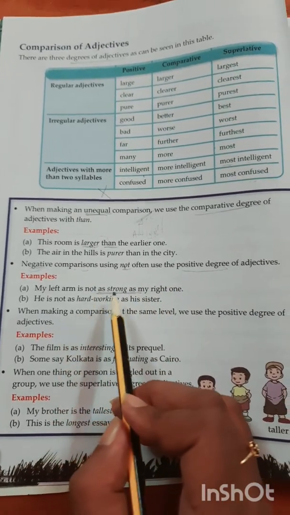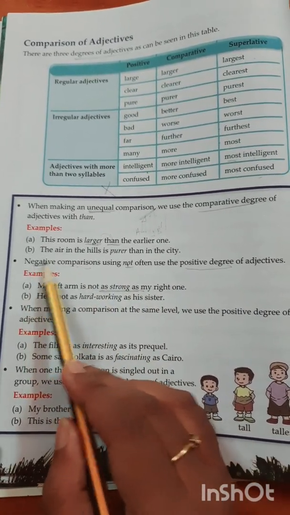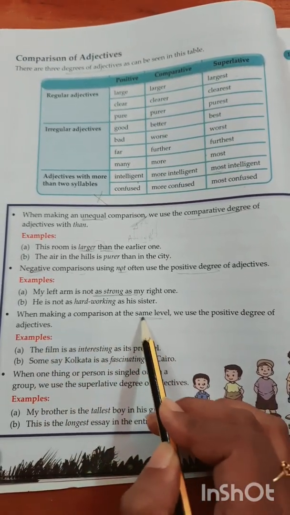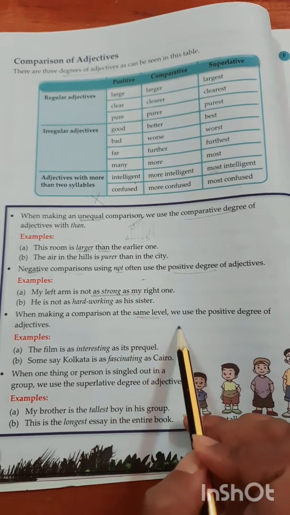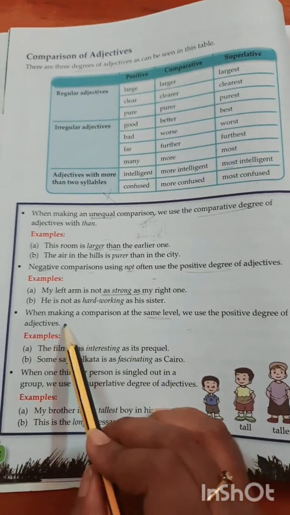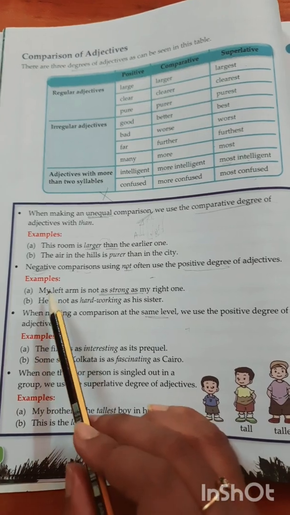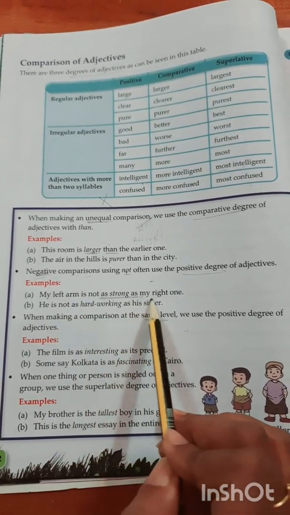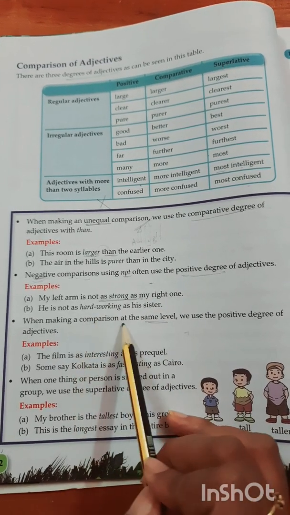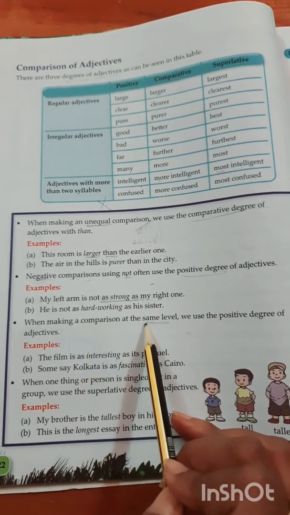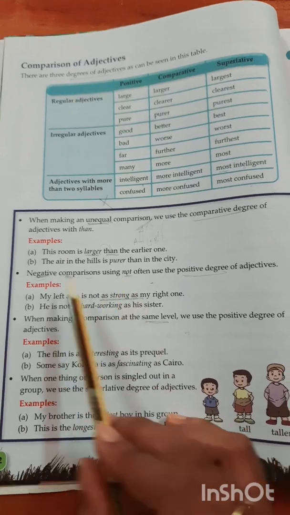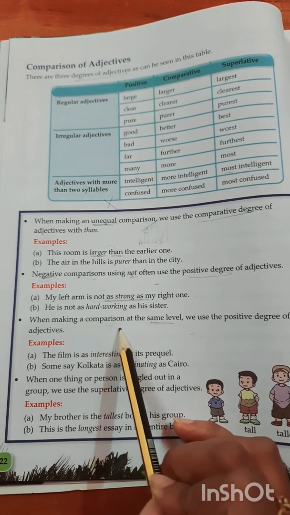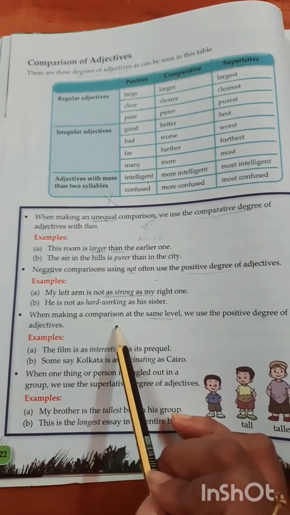Okay, this is negative, and let's see the positive one now. When making a comparison at the same level, equal level, this is negative and this is positive one. We use the positive degree of adjectives. So the same example, my left arm is as strong as my right one. So this is comparison at the same level, positive. Comparison at the same level but negative, that's why you're using not here. Here you're not using not. Okay, children.